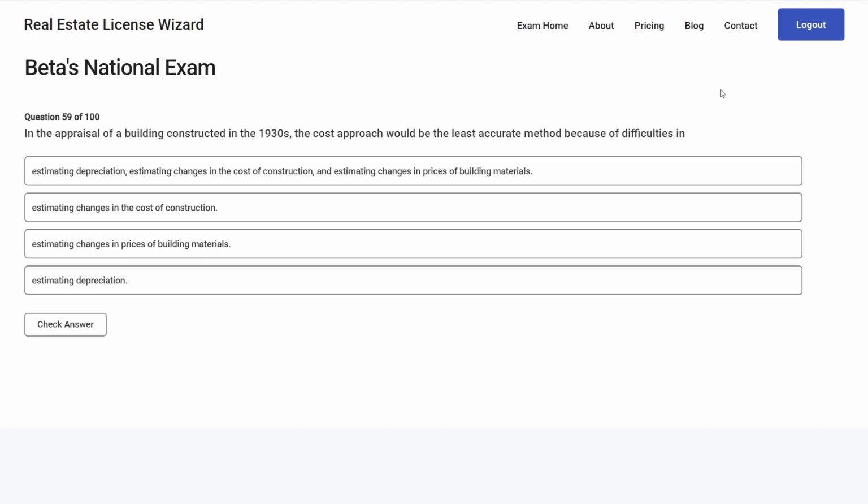All right, 59. In the appraisal of a building constructed in the 1930s, the cost approach would be the least accurate method because of the difficulties in... Gives us four options. Is it estimating depreciation, estimating changes in the cost of construction, and estimating changes in the price of building materials? Is it estimating changes in the cost of construction, or is it estimating changes in the price of building materials, or also estimating depreciation? So think that one over, read it over if you need to, and give you guys an opportunity to pause here if you need to as well.